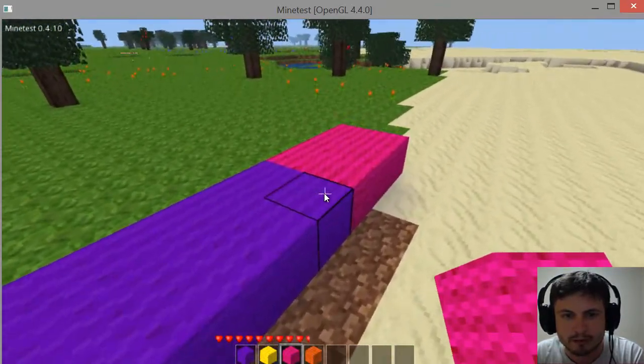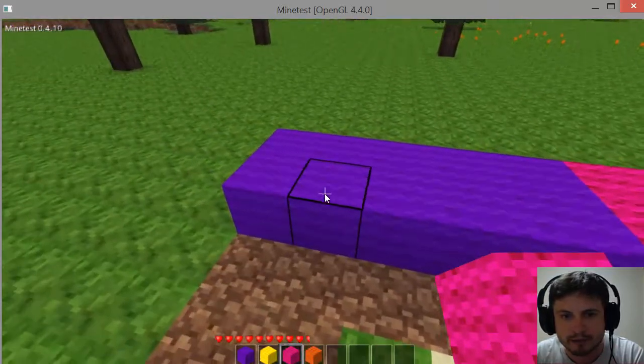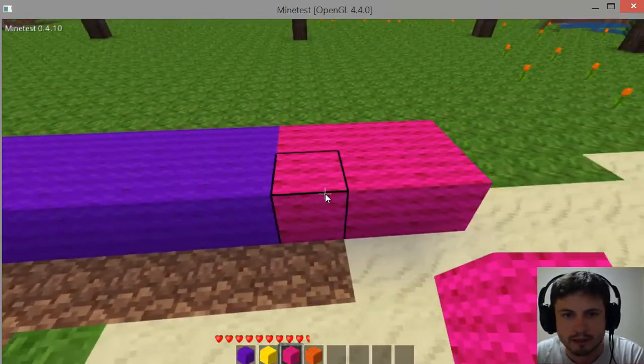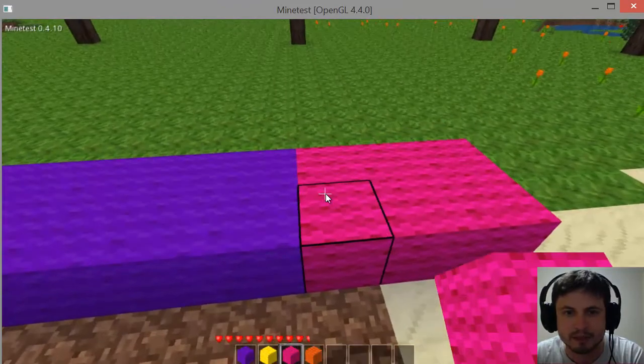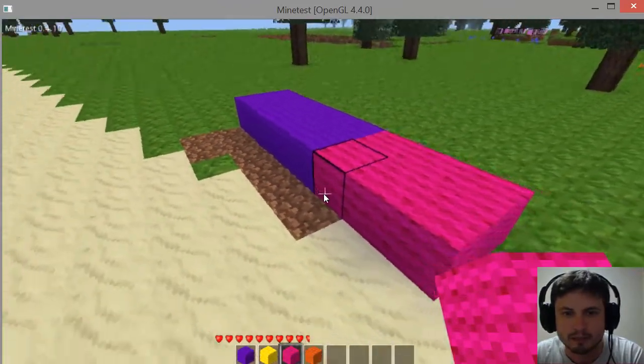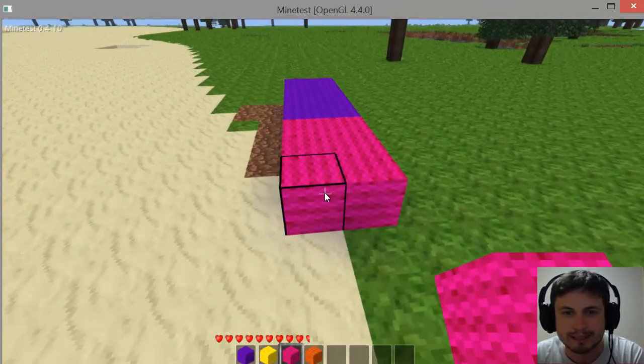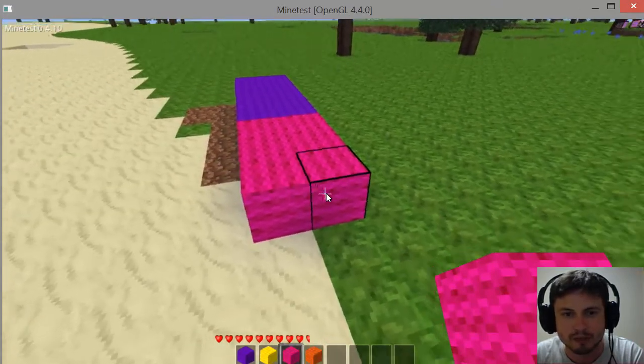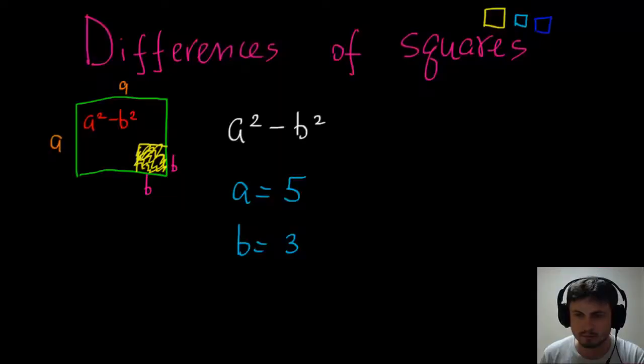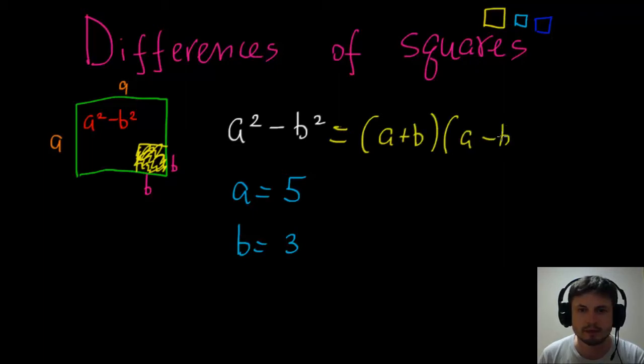Now what is this that we get? We get one side that is 5 plus 3, or essentially A plus B, and then we get one side right here that is only 2, and that's actually A minus B. So in other words, when you subtract the smaller square from the bigger square, you get A plus B multiplied by A minus B. And this is exactly what we're looking for. This is what we call differences of squares.